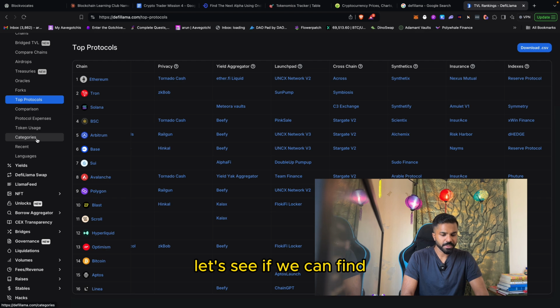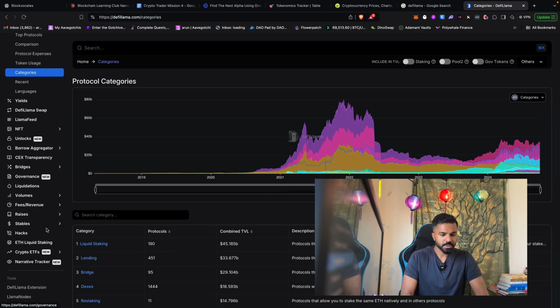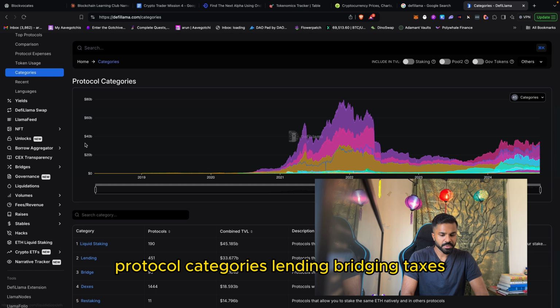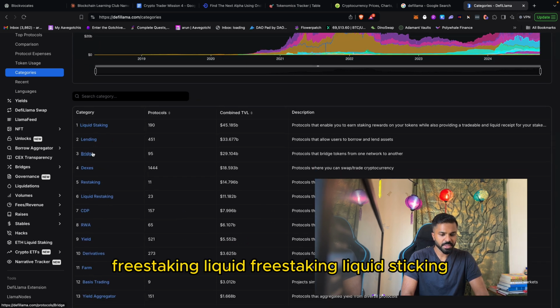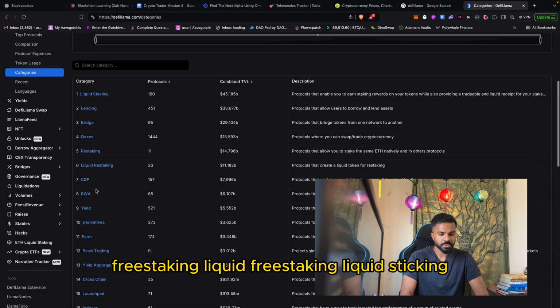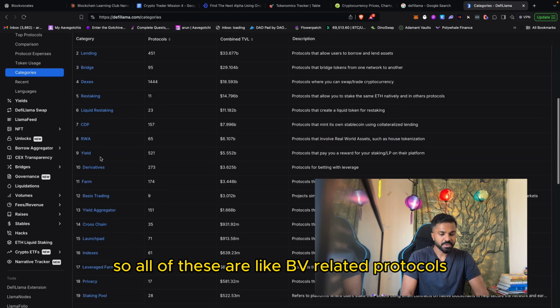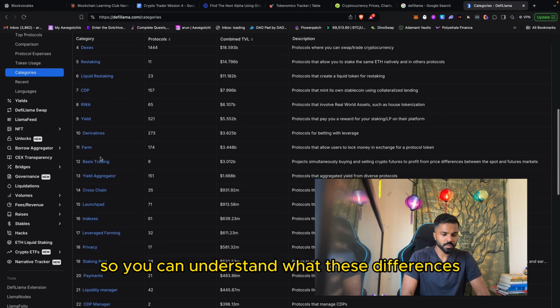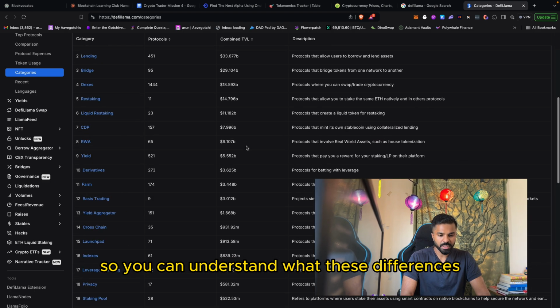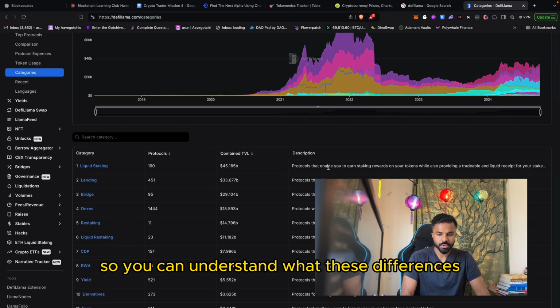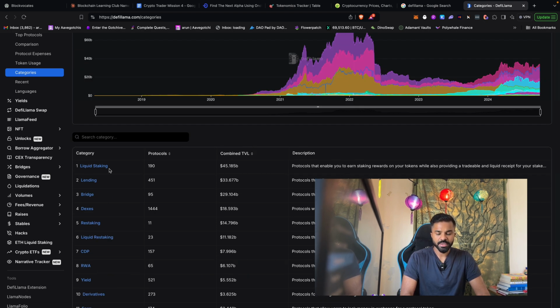Let's see if we can find details on protocol categories, right? Lending, bridging, DEXs, restaking, liquid restaking, liquid staking. All of these are TVL related protocols, so you can understand what these different sectors are. How to earn staking rewards on your tokens while providing a tradable liquid token, that's liquid staking. Borrowing, lending, pretty straightforward, that's lending. So go through the descriptions mentioned here.